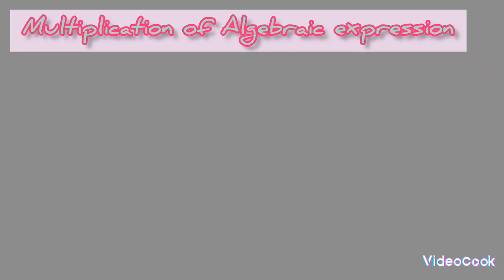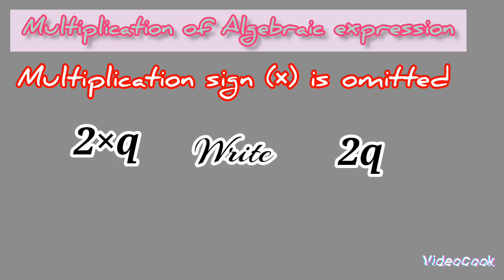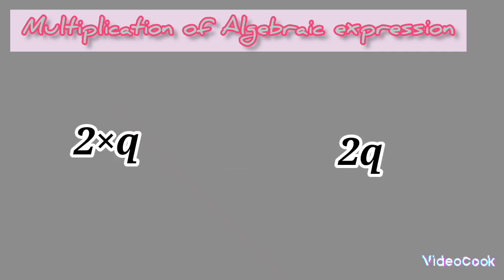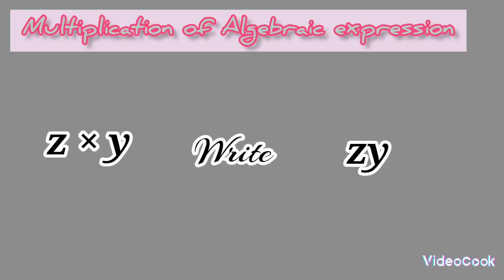Okay, now let's go to the first thing that you need to know about multiplication of algebraic expressions. And this is that the multiplication sign is usually omitted. So instead of writing 2 times q, we write it as 2q. And instead of writing z times y, we write it as zy.